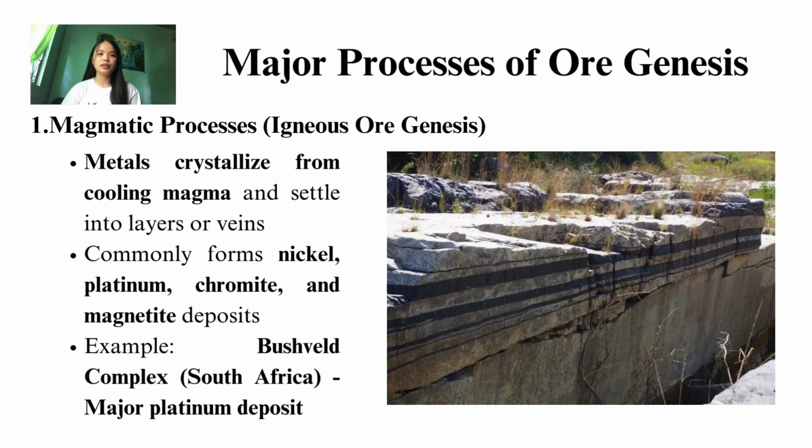An example of this process is the Bushveld Complex in South Africa, the major platinum deposit. It is one of the world's largest and most important platinum group element deposits. It is a massive layered mafic-ultramafic intrusion that formed about 2 billion years ago.